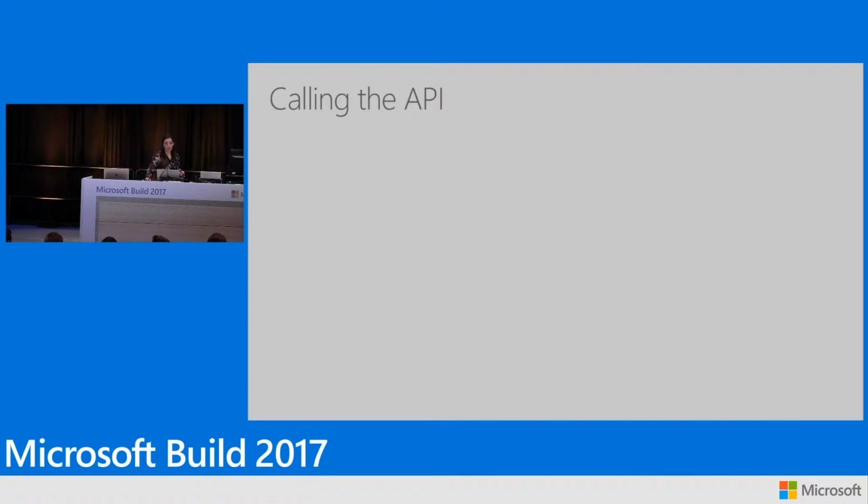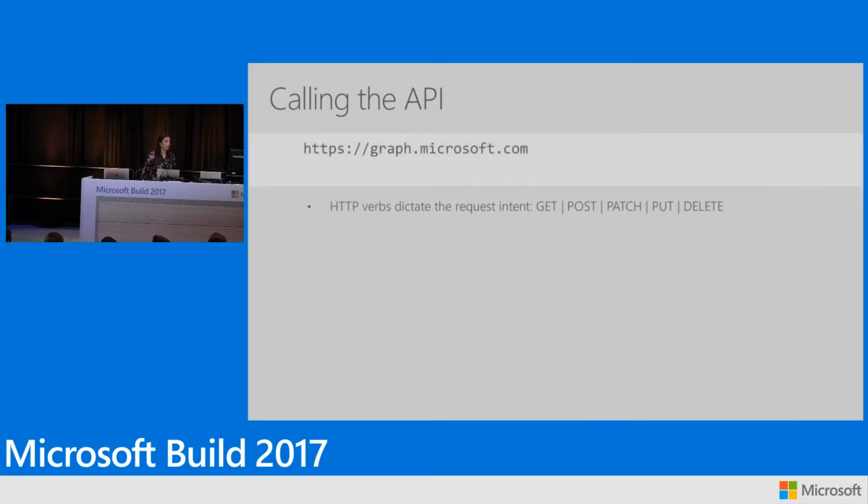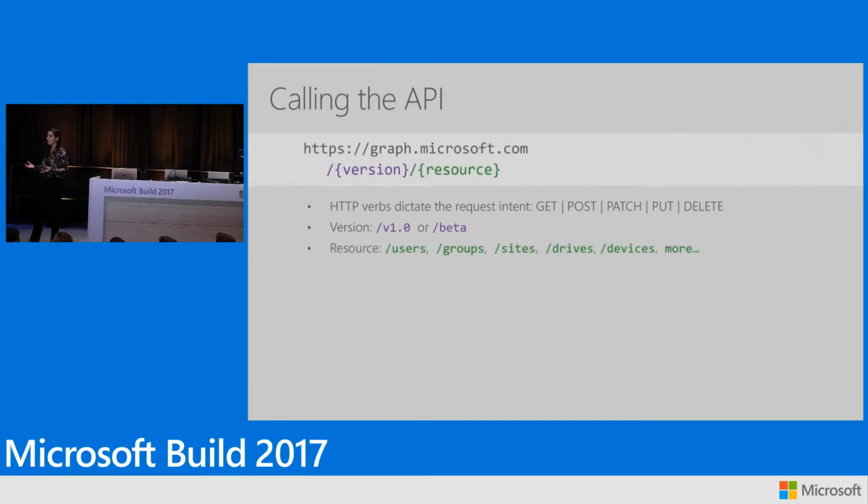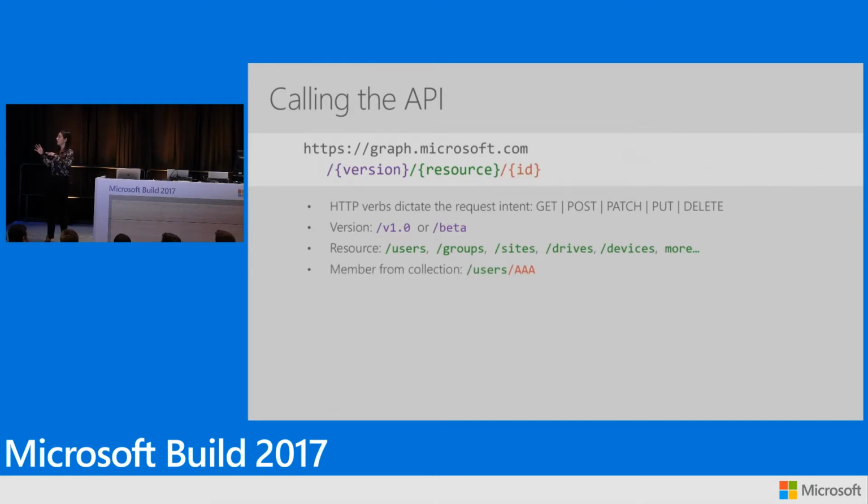Now, when you're calling the API, it's very simple. As I mentioned, it's a REST endpoint, so the verbs indicate the intent: get, post, put, delete, patch. I mentioned the 2 versions and when to use which. Then you address a resource, either users, groups, sites, drives, and so forth. From there, you can navigate to a member of that particular collection with an ID. And I showed the example of navigating to the user information early on. And then you can navigate to properties.